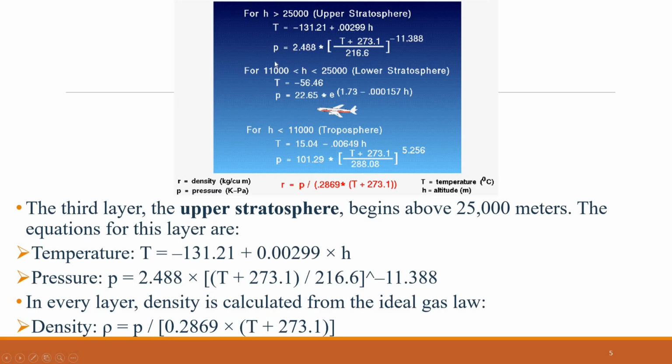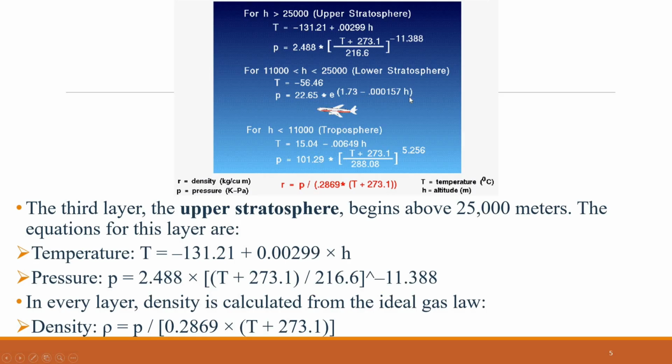Pressure decreases with altitude and can be calculated as 2.488 kilopascals multiplied by the ratio of the temperature at that height plus 273.1, divided by 216.6, and this whole ratio raised to the power of negative 11.388.